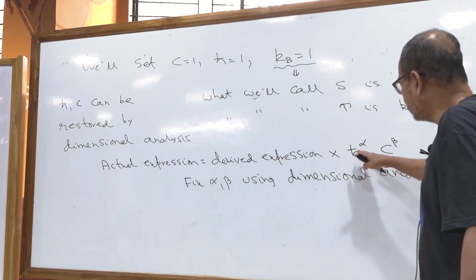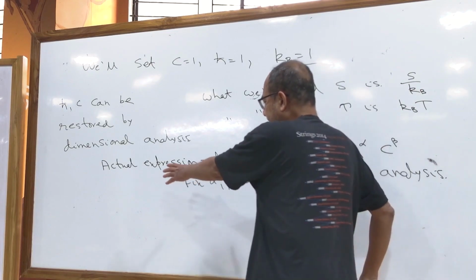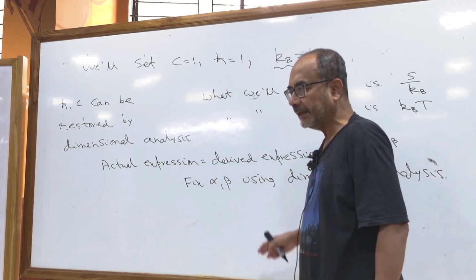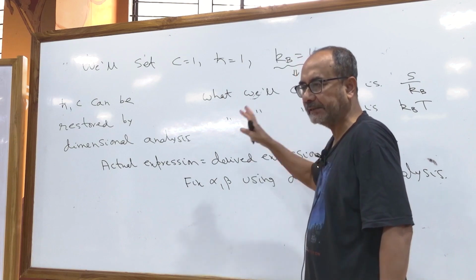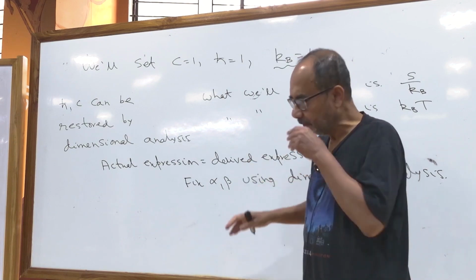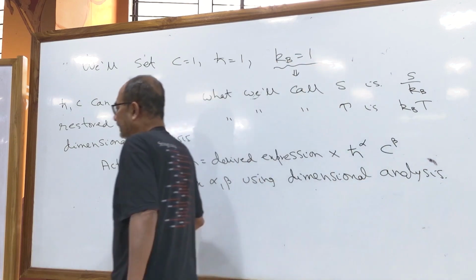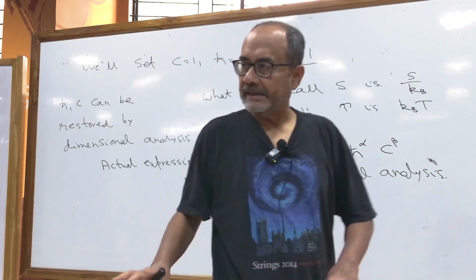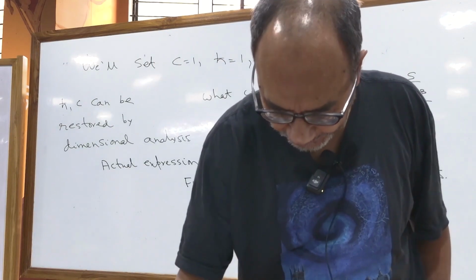Because without putting these factors, the dimension of the thing that you want to calculate and the actual expression that you have gotten will not match, right? And you have to fix these alpha and beta by matching dimensions. I'll illustrate this with an example, how we do this, but this you can then work out in every case afterwards.